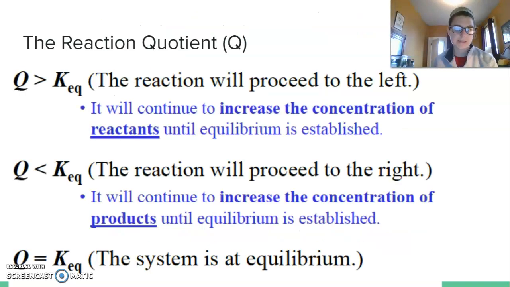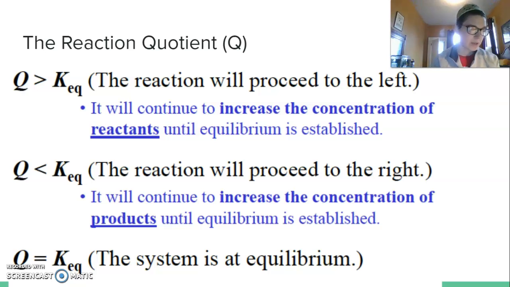So here is a slide comparing what it means when Q has different values. If Q is greater than K, as we just saw, the reaction will proceed to the left, producing more reactants, and it will continue to increase the concentration of reactants until equilibrium is established. If Q is less than K, the reaction will proceed to the right. It will continue to increase the concentration of products until equilibrium is established. If Q equals K, we know that the system is at equilibrium, so both reactions are occurring at the same rate.